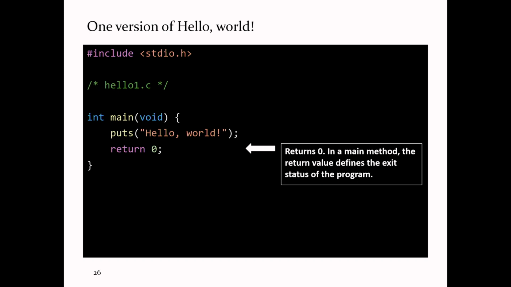And then this function here says it returns an int, so we should return an int. The return statement there just returns 0, and that, if you run it in a Linux or Unix environment, sets the exit status of the program.